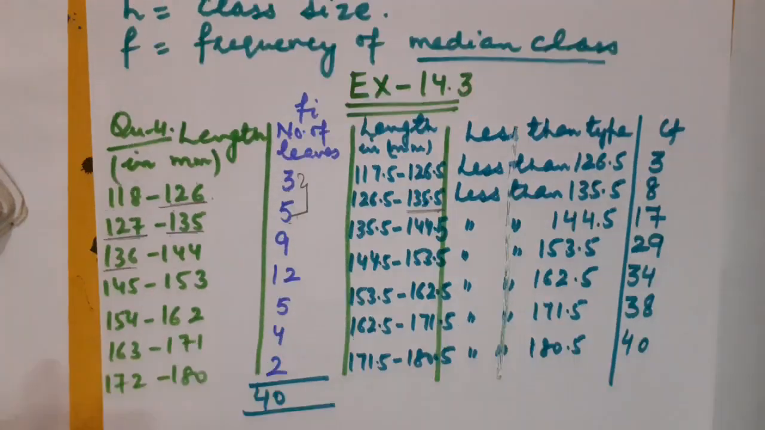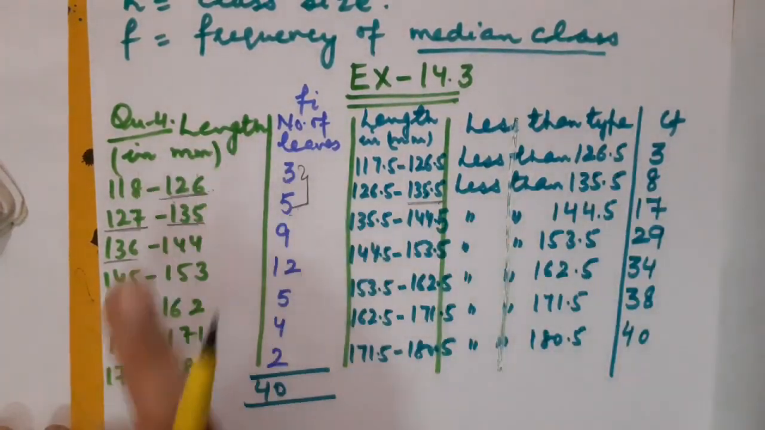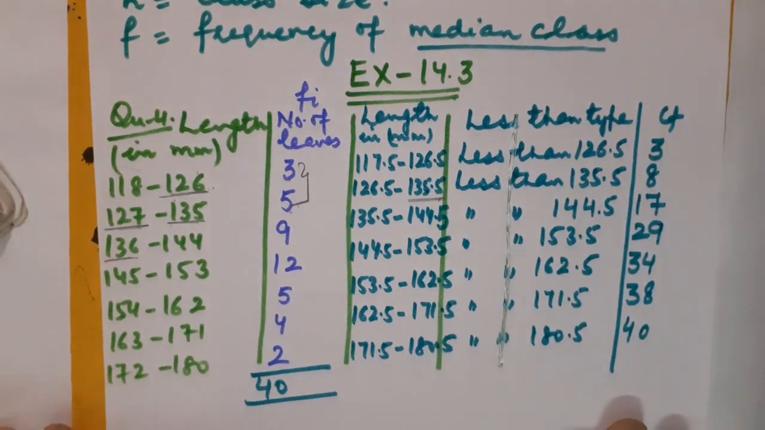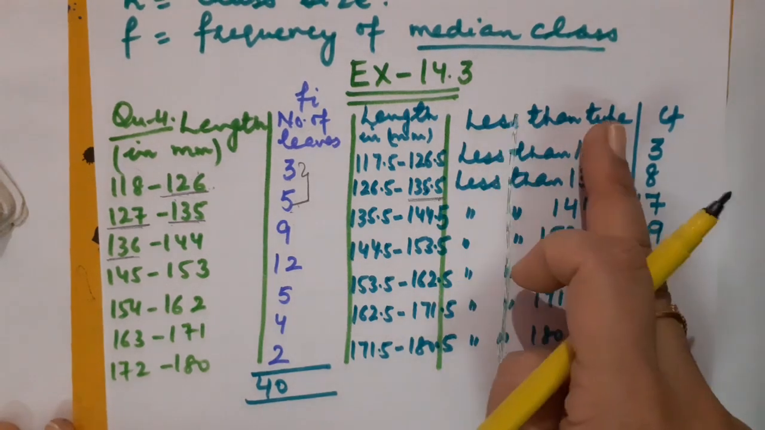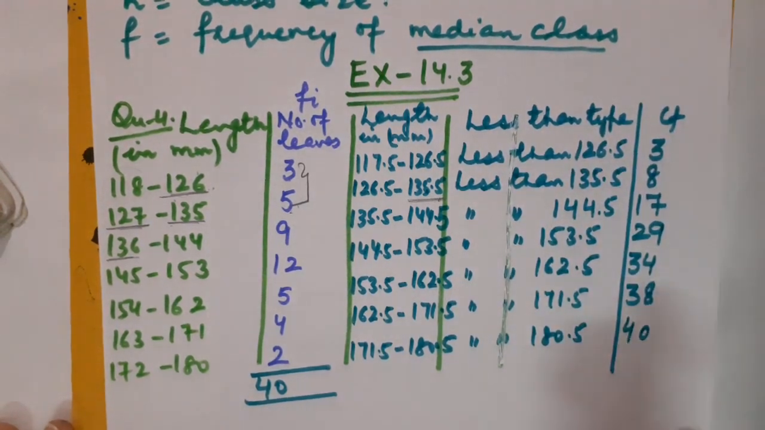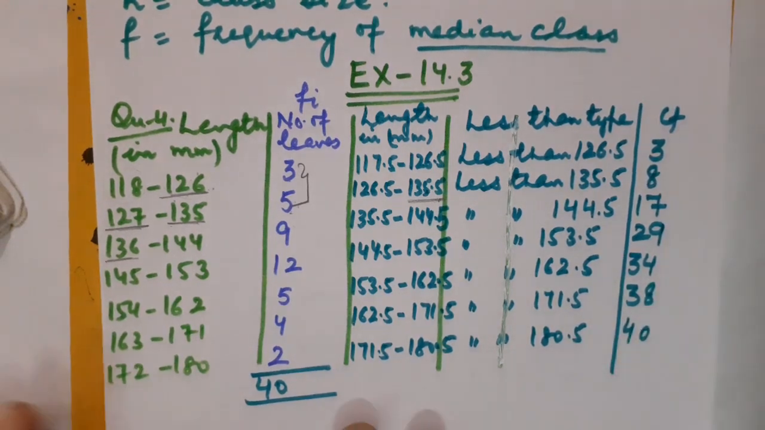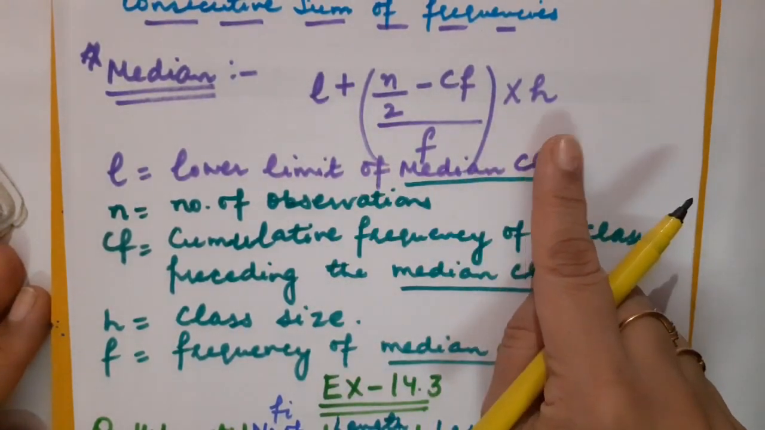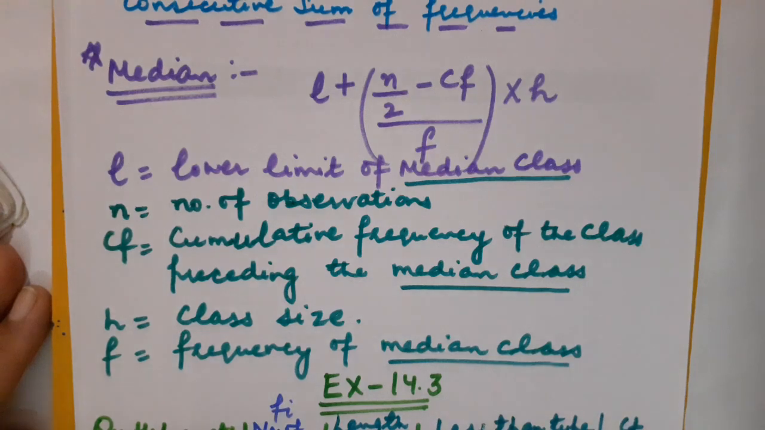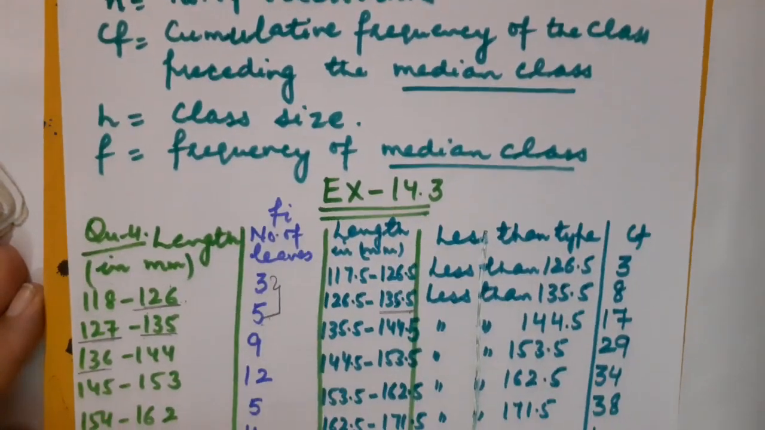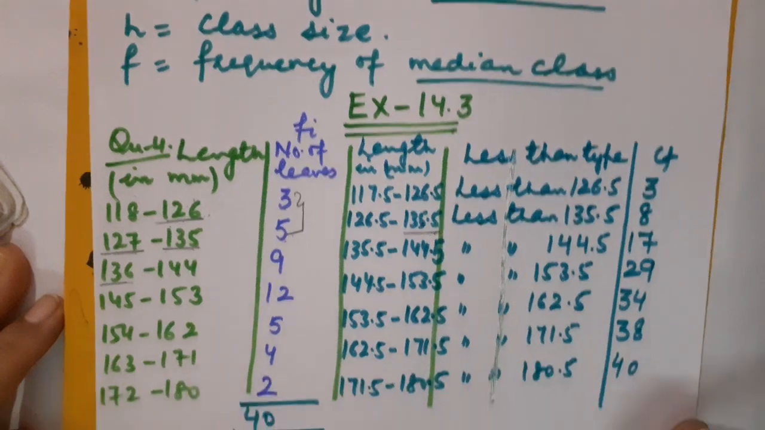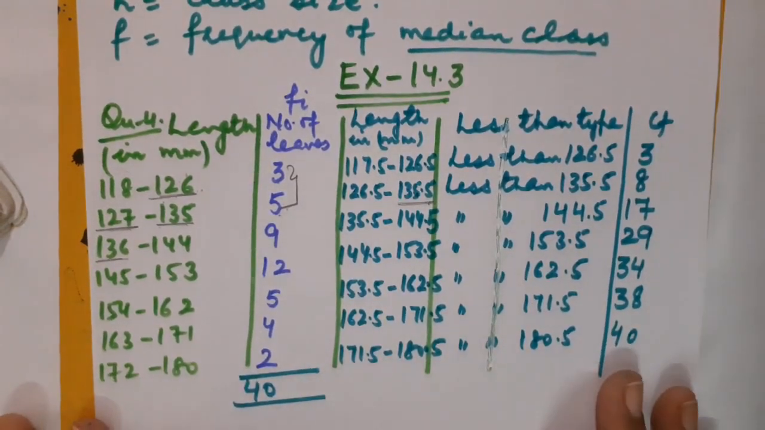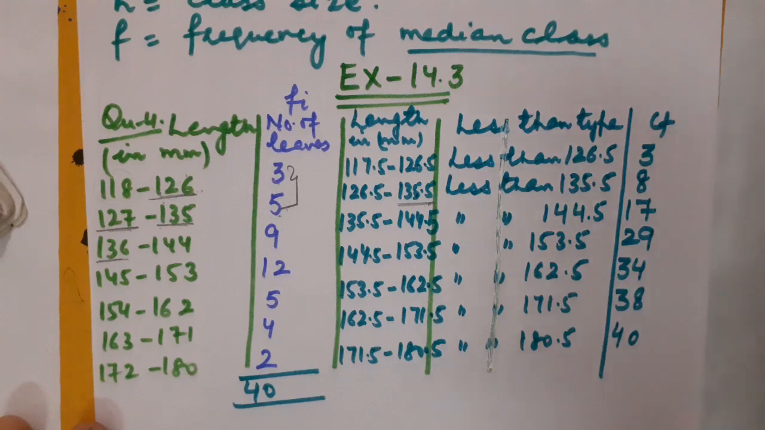Correct? Now children, this was all about how to make frequency distribution table. But I am going to explain you the concept of median also using less than type frequency distribution table. Correct? So here the data is ready with me. Now I am going to make you understand how to calculate median. This is the formula which I made you understand. Okay, so let us apply this formula to calculate the median using this given data as well as the frequency distribution table which we have just prepared now.